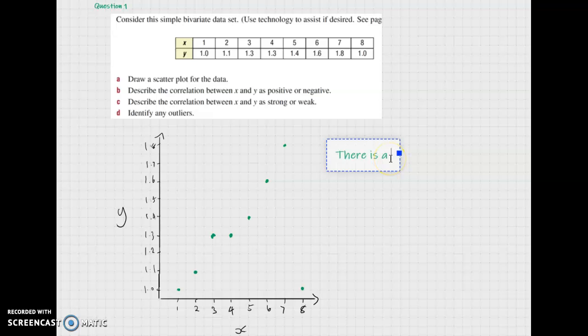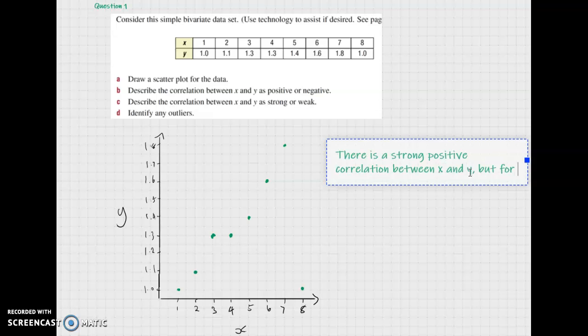So we're going to say that there is a strong positive correlation, and this can spell, between, and we haven't been told much except for it's just x and y, so we're just going to say between x and y, but for one outlier, and we'll identify it as 8, 1.8, which is the coordinates for that point. And that is B, C, and D done in one simple sentence, which I think I'd prefer you to do so you get a little practice at writing reports, which becomes quite important in Year 12 for the maths.